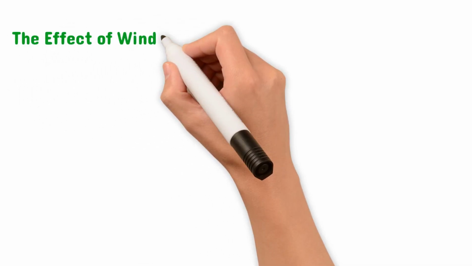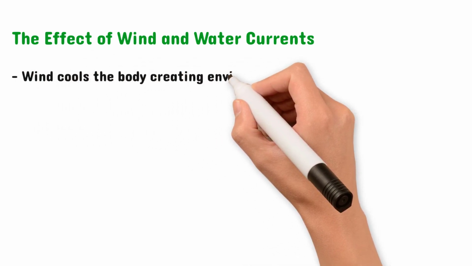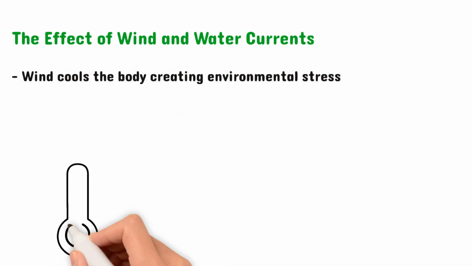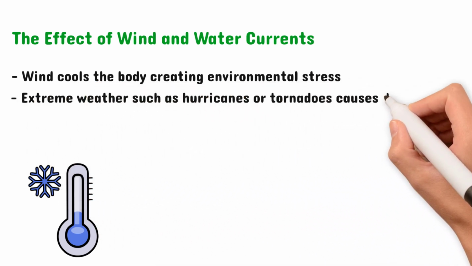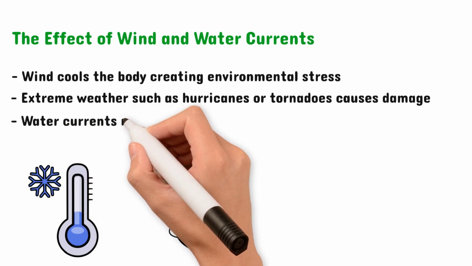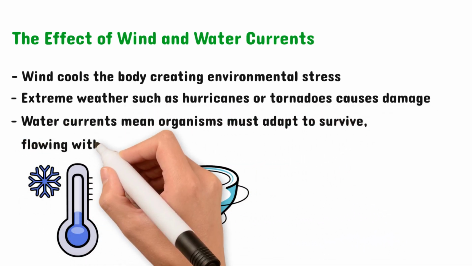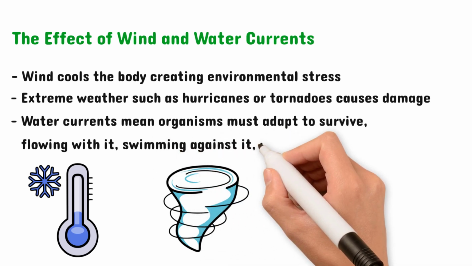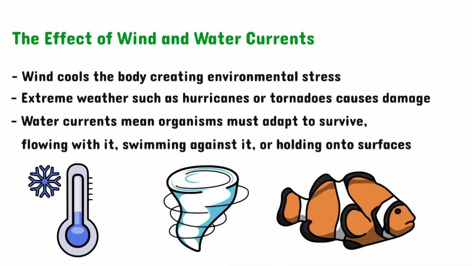Moving on, we have the effect of wind and water currents. Wind obviously cools the body, which can create an environmental stress, and in extreme weather such as a hurricane or a tornado, wind can cause a lot of damage. Now, currents create a sort of challenge that organisms need to adapt to survive against. So for example, they can learn to flow with the current or to be strong swimmers and swim against it, and even to hold on to surfaces.